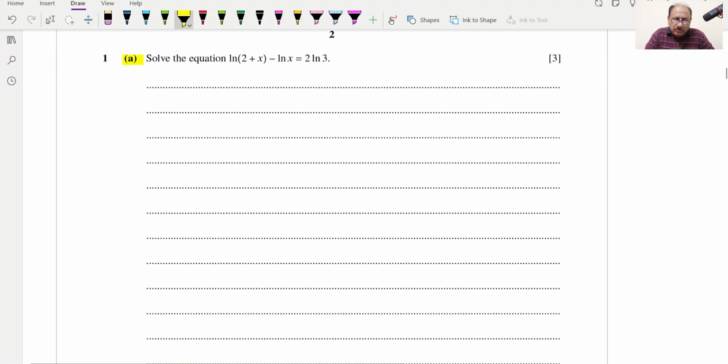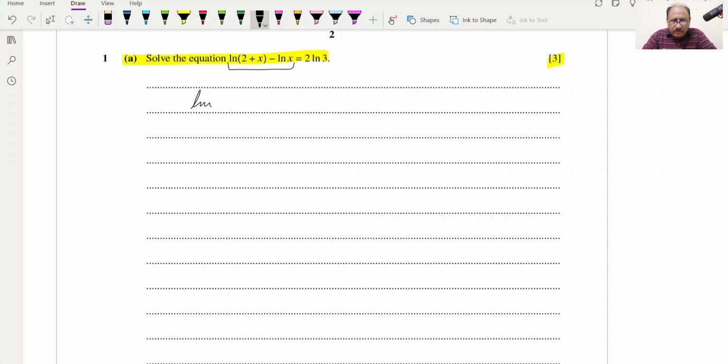Solve the equation log(2 + x) - log x = 2 log 3. This is a 3 mark question. So we can apply a log rule on this one. Log a - log b is equal to log(a/b).